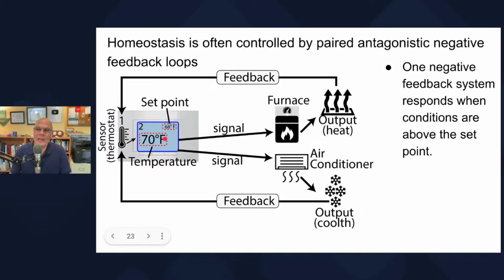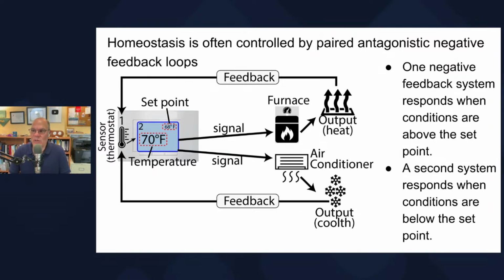And we've already talked about how if the temperature goes below 68 degrees, drops to 66, then there'll be a signal that'll go to the furnace, that'll output heat, and that'll feed back to the system. So we have two antagonistic systems that work to either heat the home or cool the home, and working together, they can maintain the home's temperature at a constant level. Second system responds when conditions are below the set point.